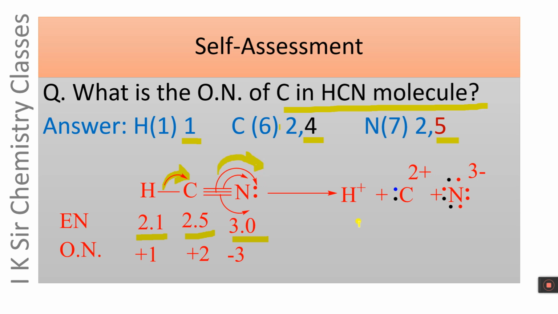On doing so, 1 plus charge develops on hydrogen atom, 2 plus charge develops on carbon atom and 3 minus charge develops on nitrogen atom, which are equal to their oxidation number in HCN molecule. Thus, the oxidation number of carbon in HCN molecule is +2.